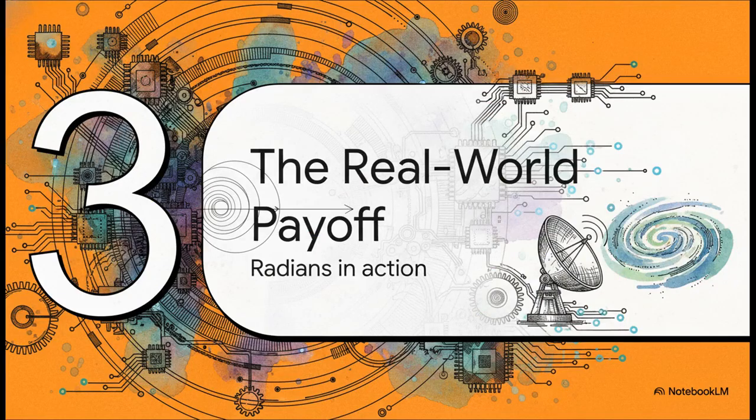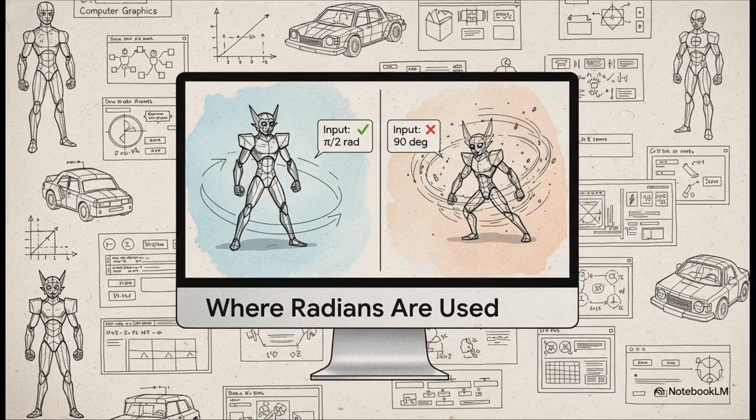So we've nailed the why and the how. But you might still be thinking, okay, cool, but when am I actually going to use this? What's the real payoff? Well, it turns out radians are kind of the secret language running a lot of the technology you use every single day. I mean, just look at this list. Computer graphics, physics simulations, processing audio and video signals, and this is a big one, video game engines.